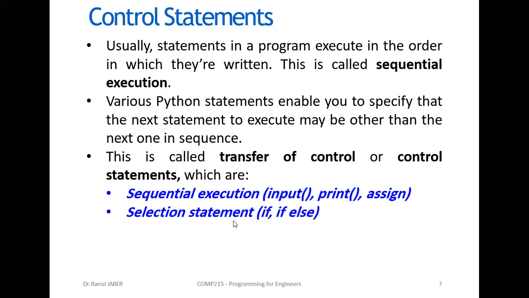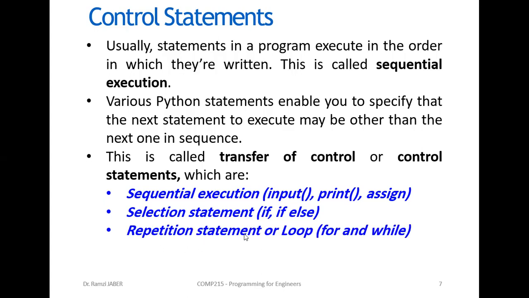Selection statement, if else. This is not sequential. If we have a condition here and the condition is true, the interpreter will go to the body of the if. If the condition is false, we'll skip it. And with if else, if the condition is true, the interpreter will go to the body of the if. If it's false, we'll go to the else body. This is called a selection statement.